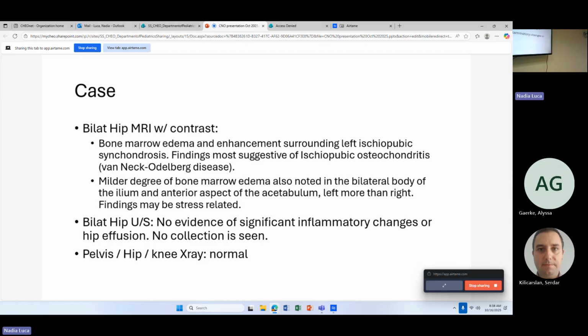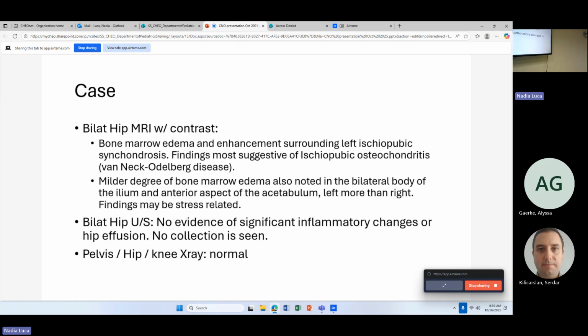So his first hip MRI actually showed some bone marrow edema and enhancement around the left ischiopubic chondrosis, which of course is Van Neck-Odelberg disease. And I was like, I have no idea what this is. I just kind of looked it up, and it's one of these weird orthopedic diagnoses. But they also saw this milder degree of bone marrow edema in the bilateral body of the ilium, anterior aspect of the acetabulum. But they said that could be stress related. He's a hockey player, so it's kind of hard. All of it's kind of hard to put together.